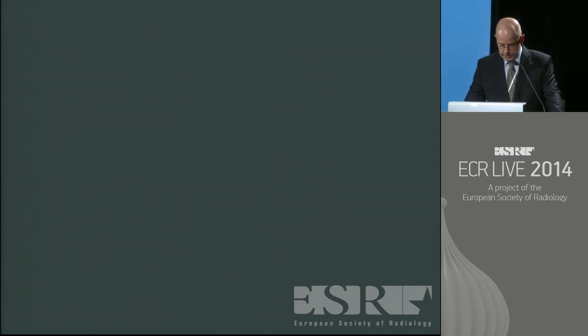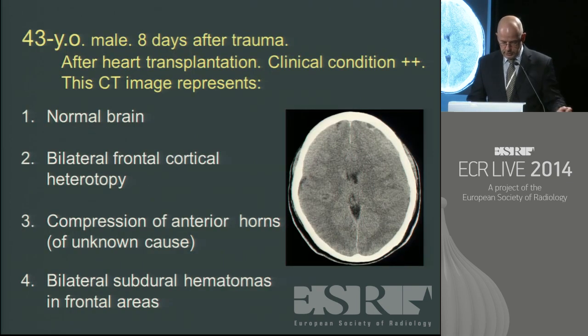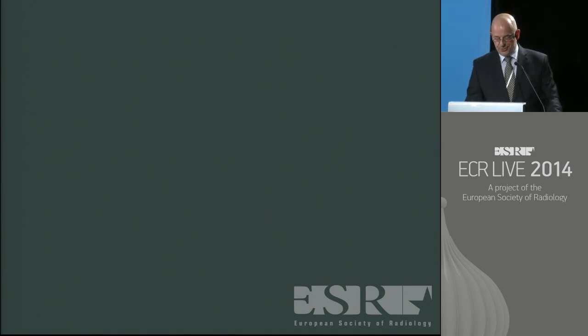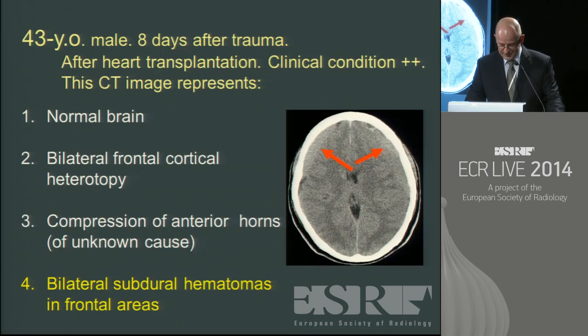Okay, so who is voting for the first? Normal brain? None. Bilateral frontal cortical heterotopy? None. Compression of anterior horns of unknown cause? One. So all the rest are for the bilateral subdural hematomas? That's right. Very good. Yes, it's the bilateral subdural hematomas in frontal areas.